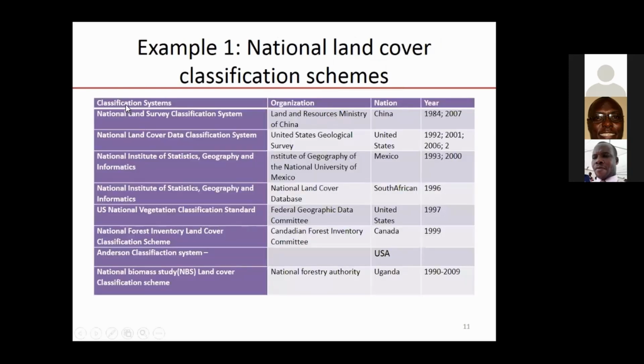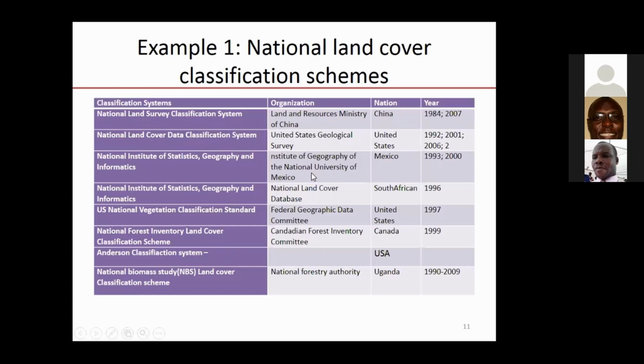Here we have land cover classification. For example, in China, they have this national land cover classification system. During the years 1984 to 2007, everyone was expected that if you create a map, or classify an image, then the classes defined there should look like the classes in this system. The US has had the National Land Cover Data Classification System. It also has the Anderson Classification System.